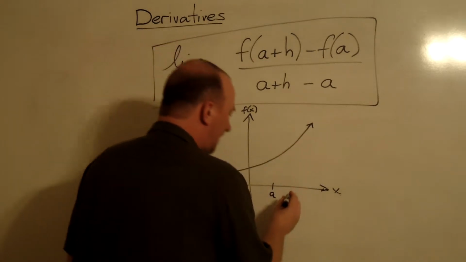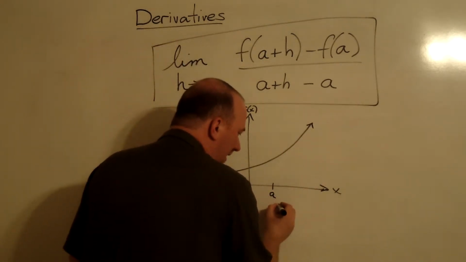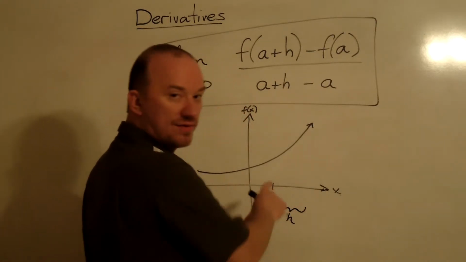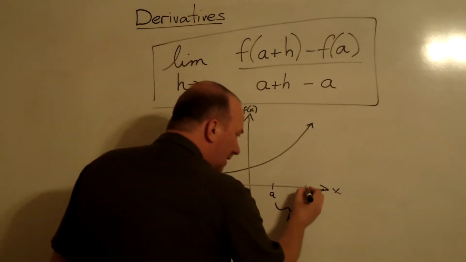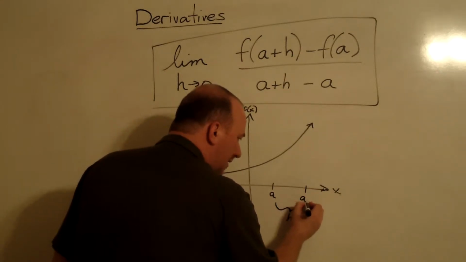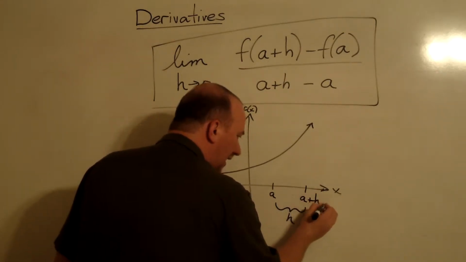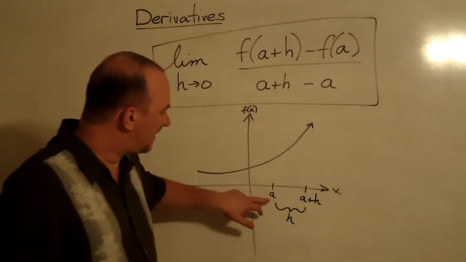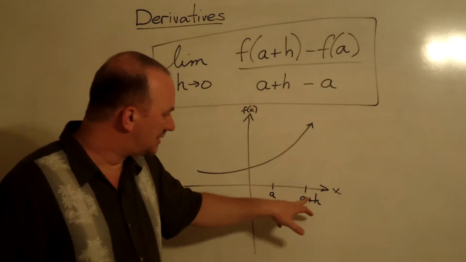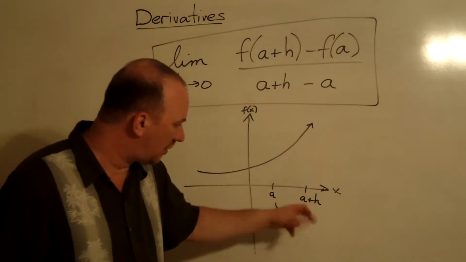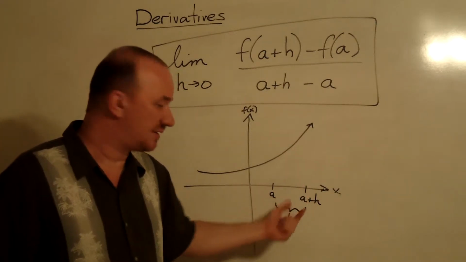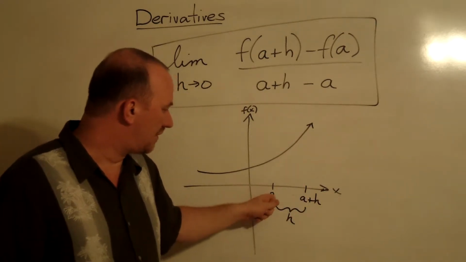Let's assume that we go out a distance h more than what a is. This x coordinate right here would be a plus h. Just like, let's say if this was 5 and we want to go 2 more, this would be 5 plus 2 more, which would be 7. This is 5, this number would be 7. We're going 2 more than what 5 is.